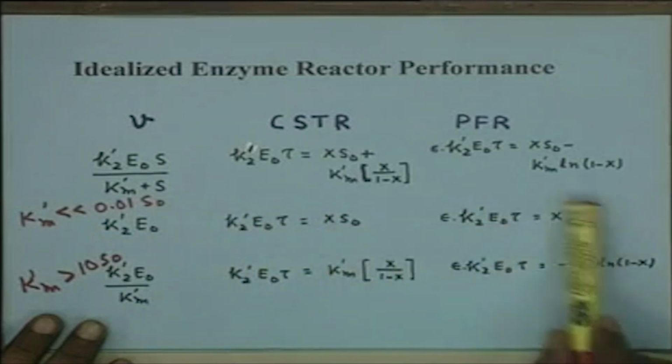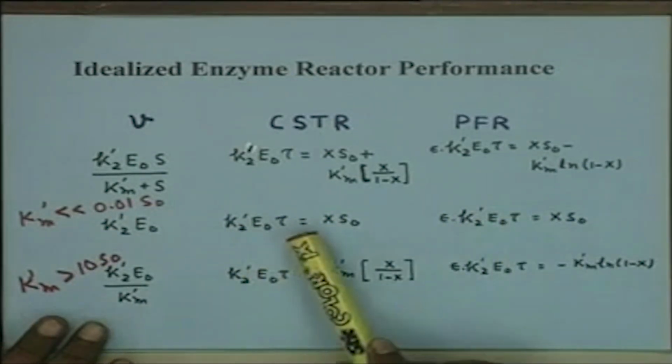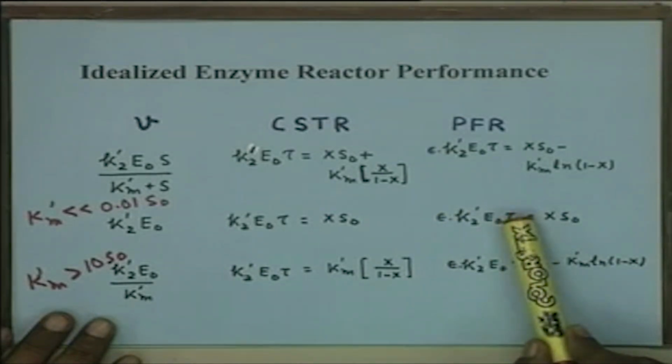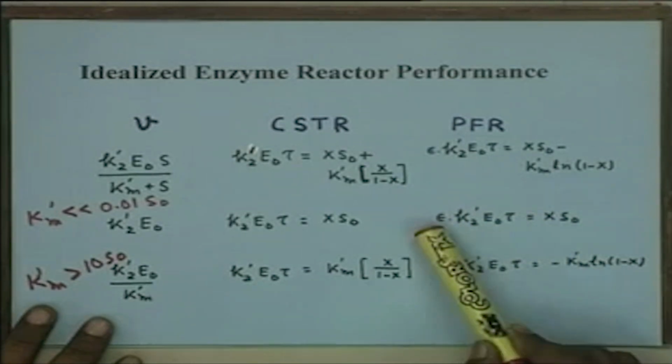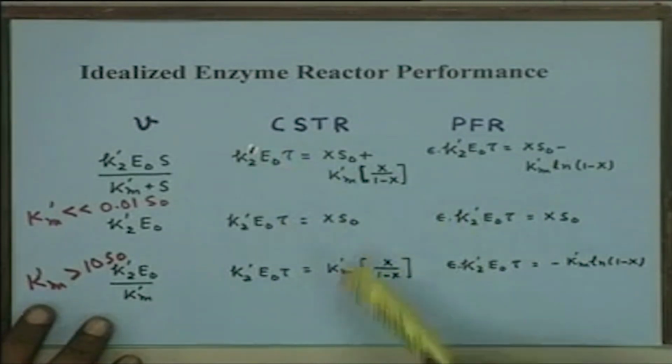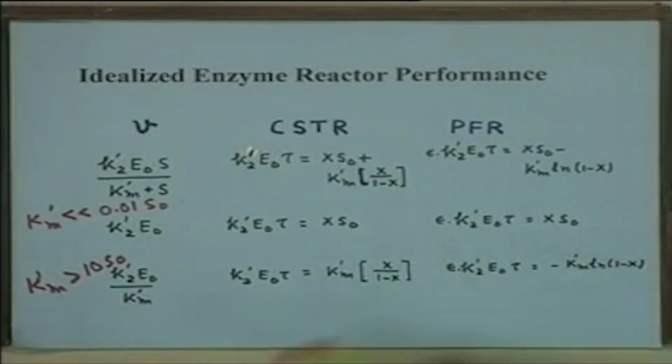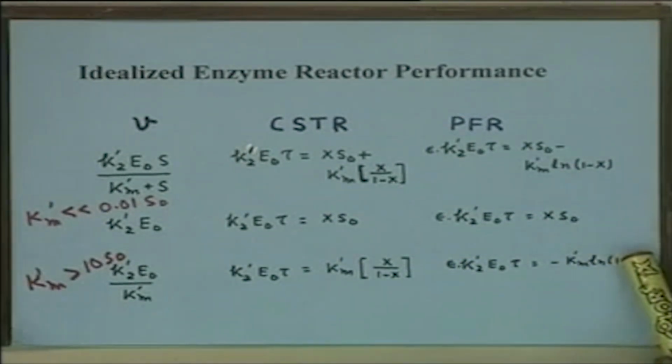And as you notice that in the case of 0 order regime, the reactor performance is identical in both the cases in CSTR and plug flow reactor, excepting that the magnitude of tau is altered by epsilon, that is the voidage. Otherwise, the reactor performance in the 0 order regime is identical. On the other hand, in the case of first order regime, the performance of PFR, if you look at from the point of view of fractional conversion, the effect of fractional conversion on the quantity of enzyme required and on the quantity of or the value of the space time.